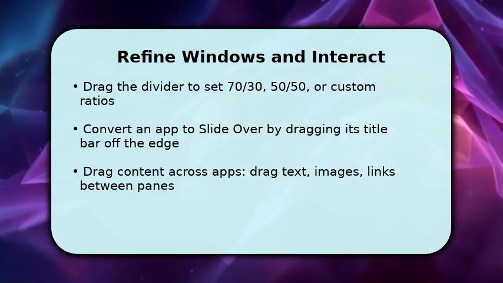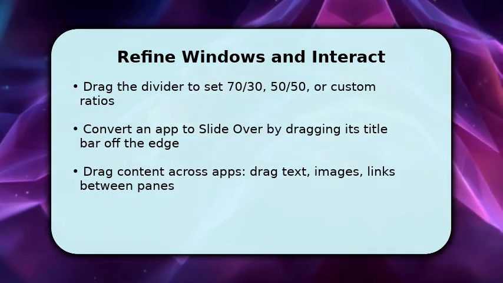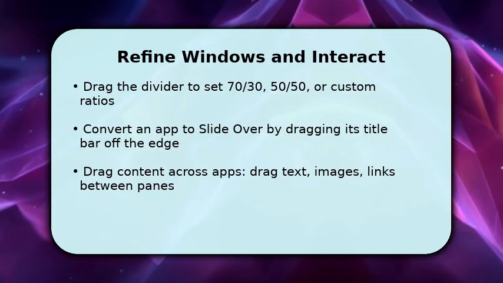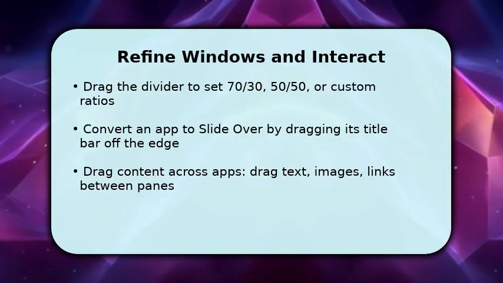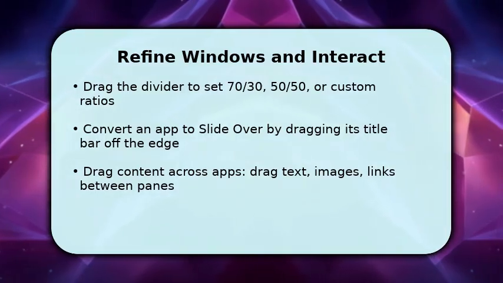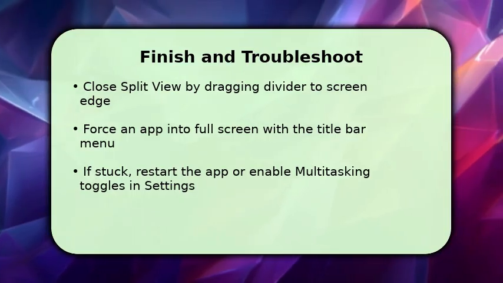Once arranged, drag content directly between panes, text, images, links to save time and avoid switching apps. Make sure to use keyboard shortcuts if you have one attached. To finish, drag the divider fully to one edge and the remaining app fills the screen. That ends the session cleanly.